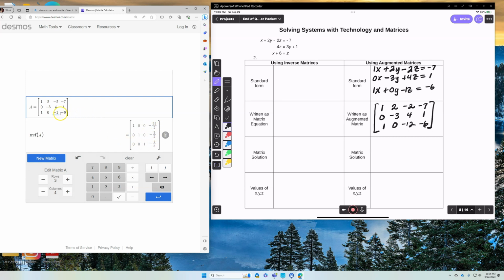See how I made a mistake? It should have been -1. I put 12. I don't know why I put 12. So little mistakes like that will cause you to get the wrong matrix.